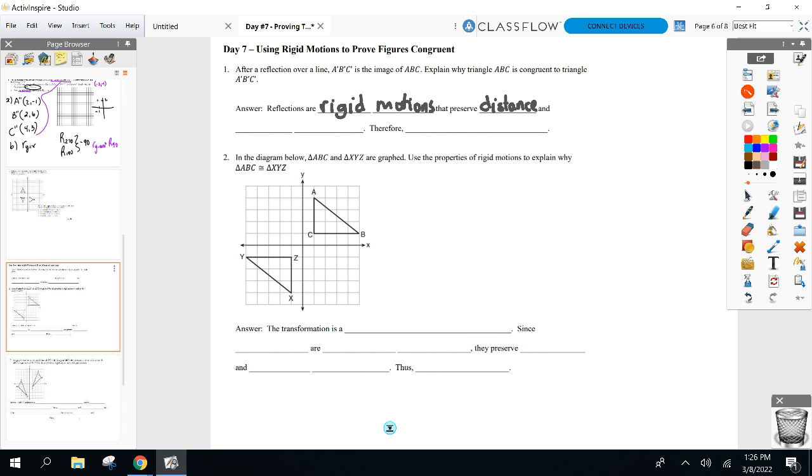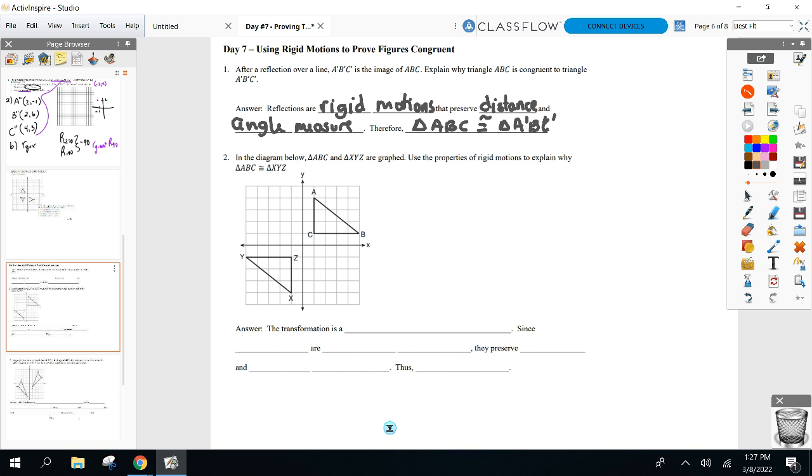Side length, a lot of you guys remember asking about that on the quiz. That preserve distance and angle measure. So tell me what you're doing is a rigid motion. Tell me rigid motions preserve distance and angle measure. Therefore, the two triangles have to be congruent. Triangle ABC, oh, it's been a while since we used this symbol, congruent to A prime, B prime, C prime. So that's what I'm looking for out of you today.